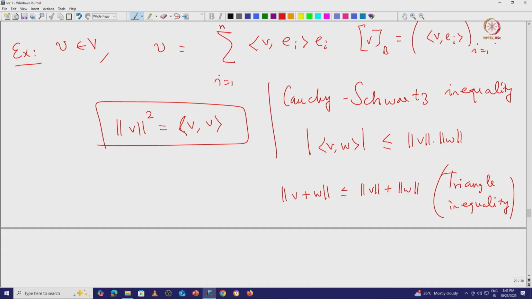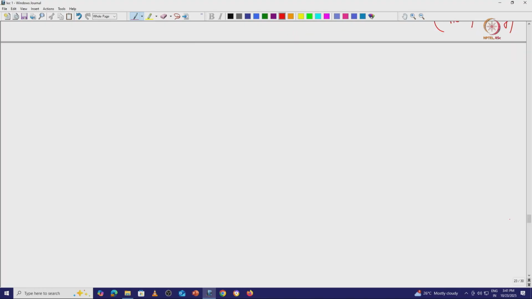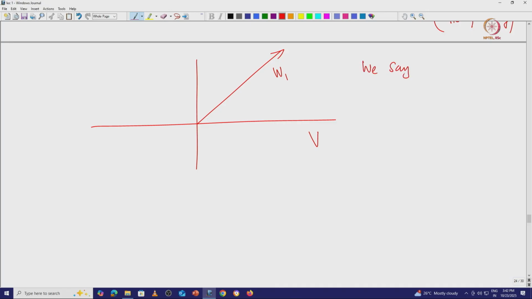So, what is the advantage of working in an inner product space? For example, let us say we are in a two dimensional space. Given a subspace, there will be many subspaces which are complements to it. Let us say W1 is given in V. What is a complement of W1? A complement of W1 is a subspace W2 of V such that V equals W1 direct sum W2.